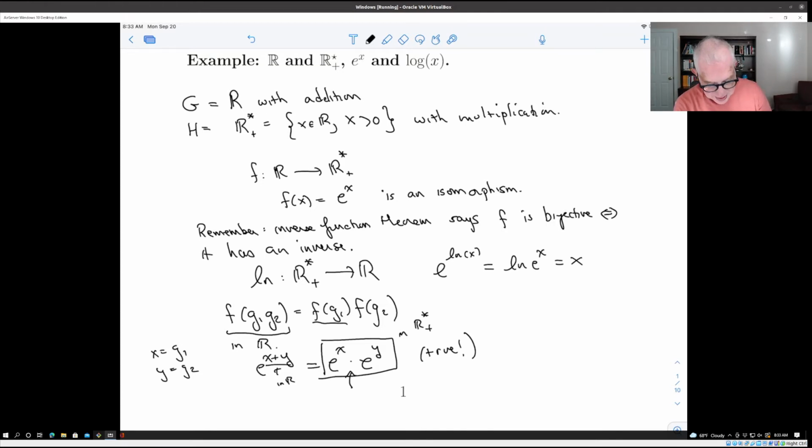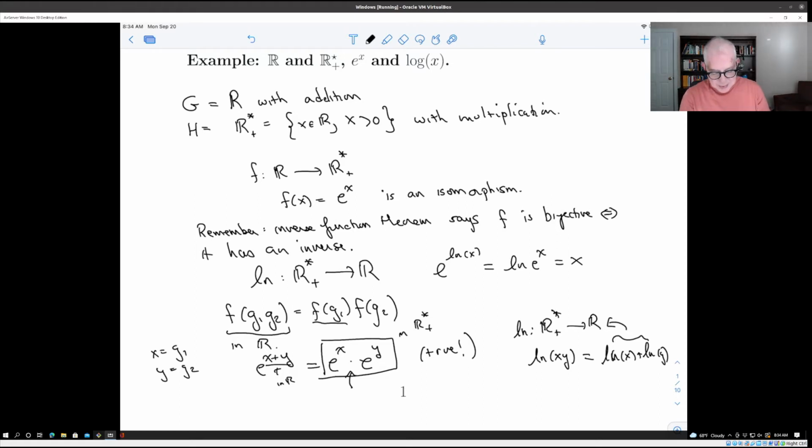And of course, the inverse isomorphism, which is natural log, which goes from R star plus to R, the isomorphism property there is that the natural log of xy, here we're multiplying two elements together in R star plus, is equal to natural log of x plus natural log of y. This is an addition here in R. So the exponential function and the natural logarithm are inverse isomorphisms to one another between the additive group of the real numbers and the multiplicative group of the positive real numbers.